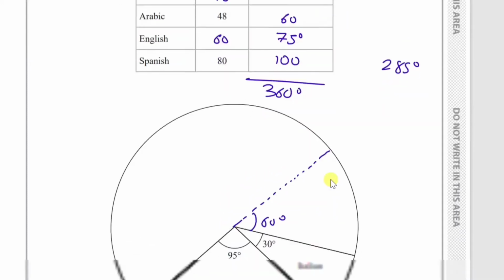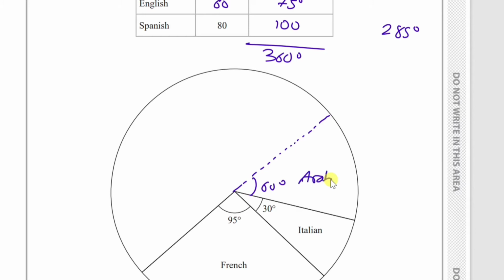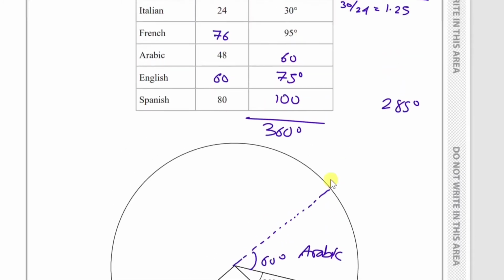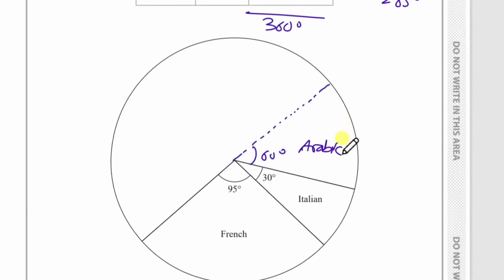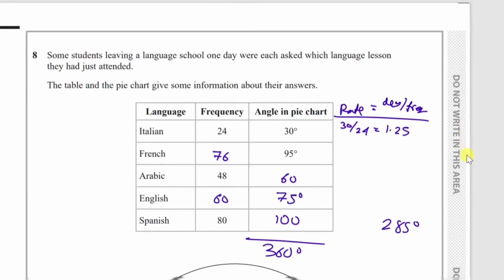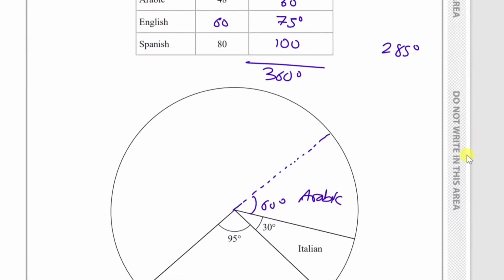And this is going to be Arabic. That's quite a good amount. A lot of people are studying Arabic, mashallah. Next one is going to be French and Italian. Let's have a look. So let's do Italian because it's only 30 degrees, yeah? So 30 degrees would be, oh no, we've done Italian. And we've done French. Let's do English, which is 75 degrees. So 75 degrees would look kind of just, I'll say 75, I'm going to estimate like this. Remember, use a protractor, guys, yeah? 75 degrees. That's going to be over here. And that's meant to be English. And of course, 100 degrees, which is the biggest, is going to be Spanish.